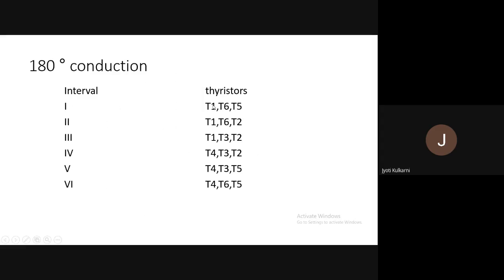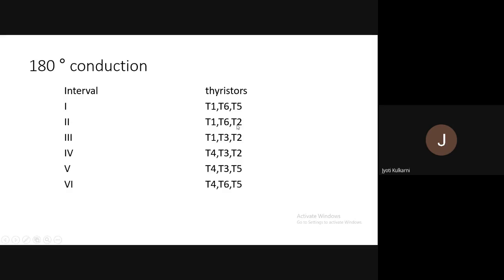Okay, see. In the first, second, and third intervals, T1 is continuously conducting. In the first interval, T5 was there, but then in the second interval, T2 has entered. In the third interval, T2 will remain and T3 will come. It means, if you look at the table, T1 is coming for 3 continuous intervals because it is 180-degree conduction.